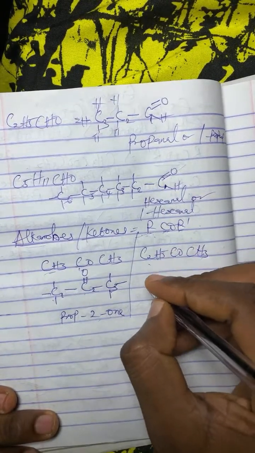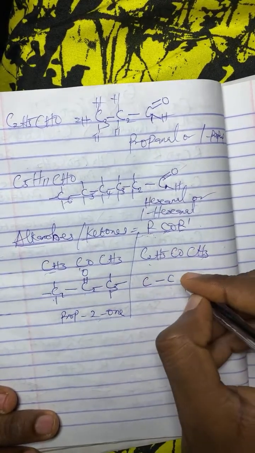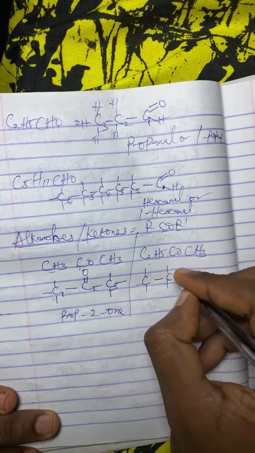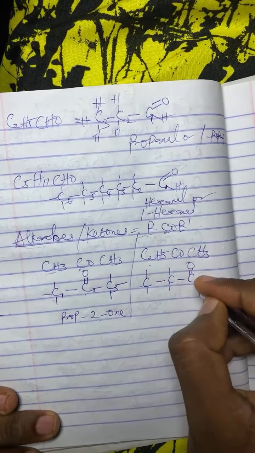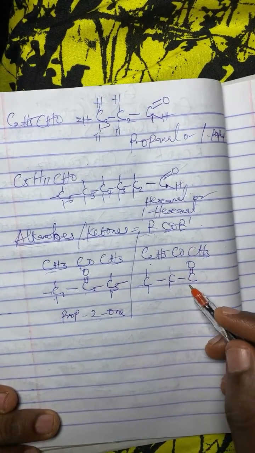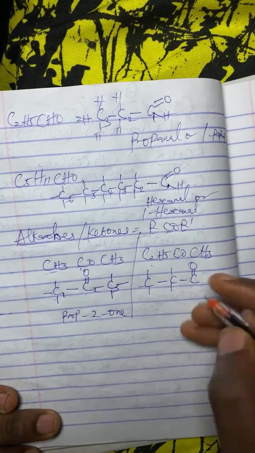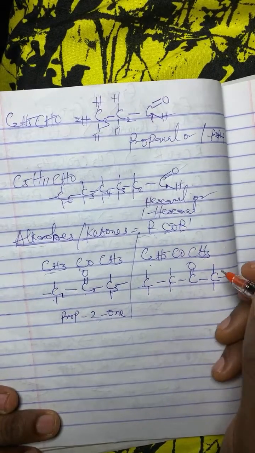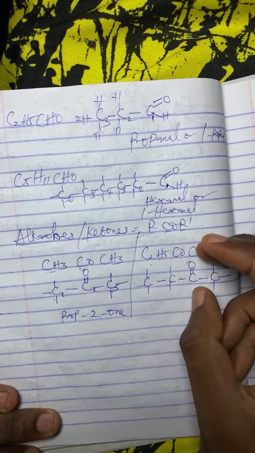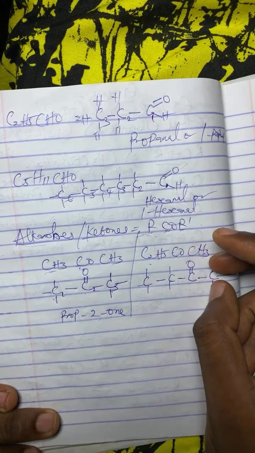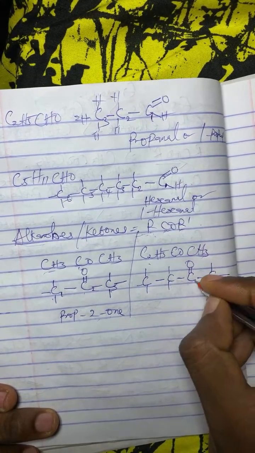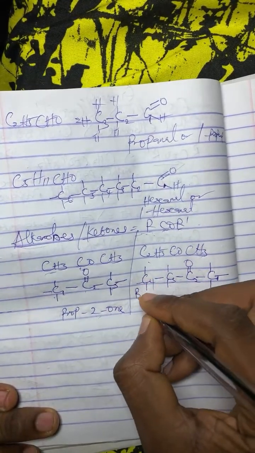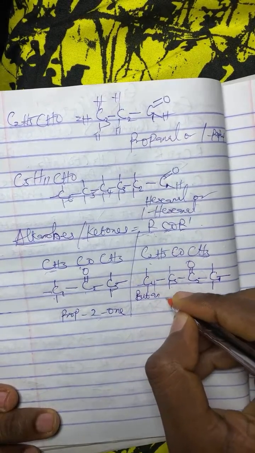So I can have something like this: C2H5, and then I'll have CO. CO simply means C double bond O. There is no hydrogen that will come to this particular carbon atom that has a double bond. Then I will have CH3. So if I'm naming, I will make sure that this particular O comes to the carbon atom with the lowest number. So I'm going to have 1, 2, 3, 4. So the name will be what? Butan-2-one.